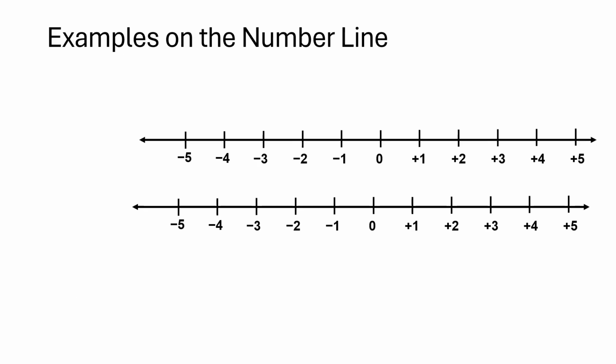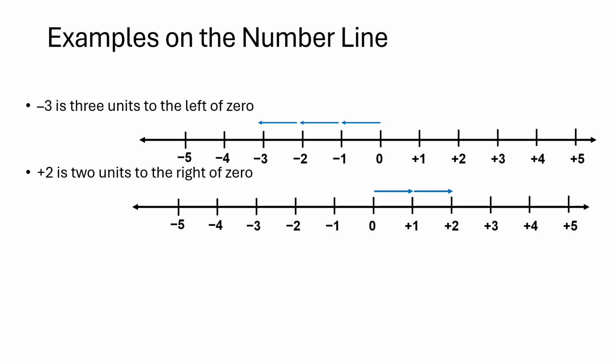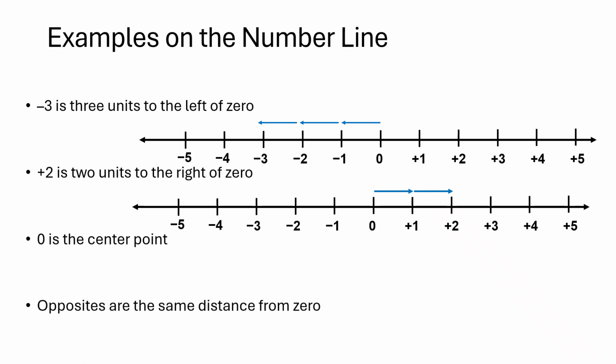Let's look at a few points on the number line. Negative 3 is 3 units to the left of 0. And positive 2 is 2 units to the right of 0. 0 stays right in the middle, the center point. And remember, opposites like negative 3 and positive 3 are the same distance from 0.